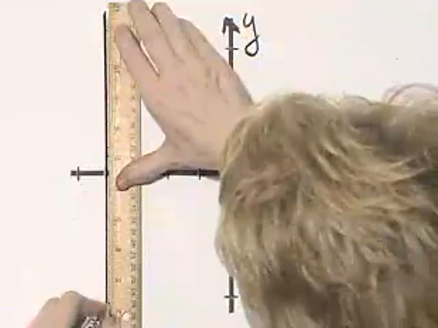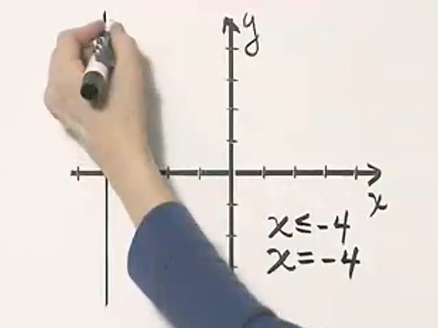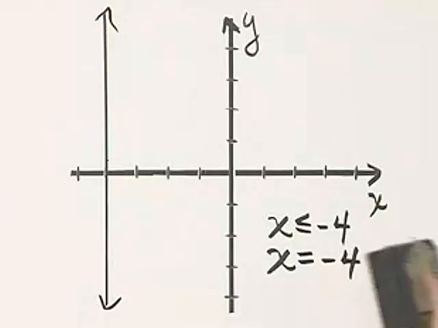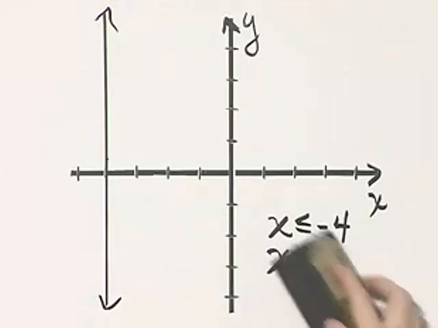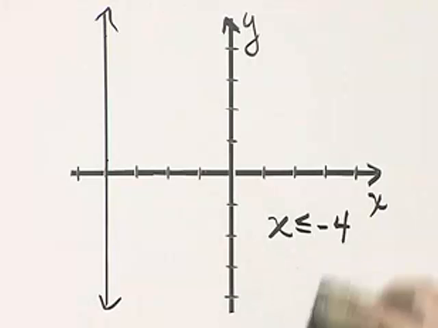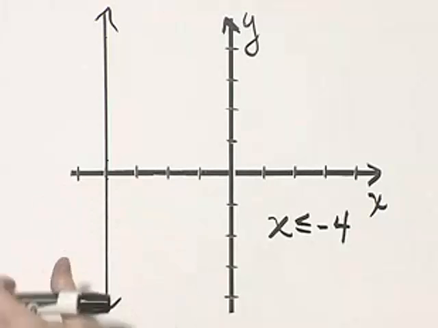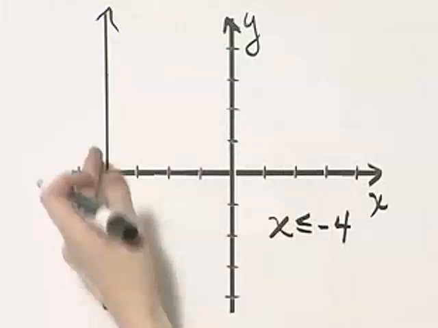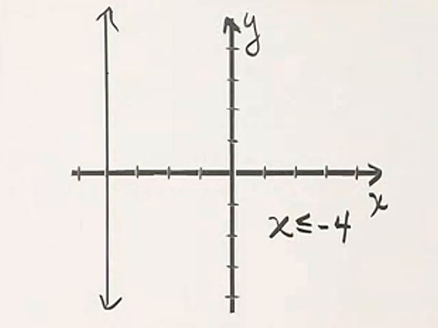Why? Because the inequality symbol is less than or equal to. So there's my boundary line, and that is the only reason I need to look at the equation. Now the graph of this inequality will be to the left of the boundary line, including the boundary line, or to the right of the boundary line and also including the boundary line.